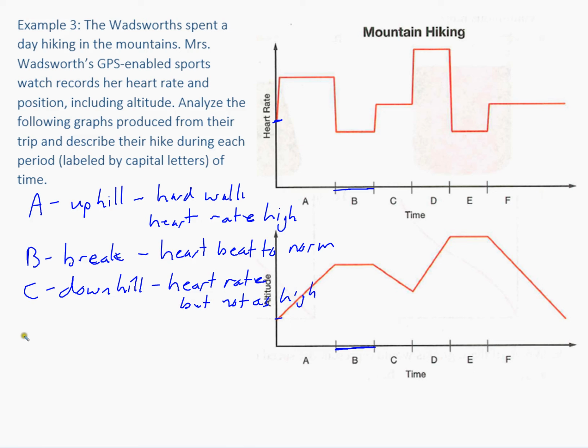Moving on to part D. Part D, going uphill again. It's actually, this uphill is steeper than this uphill. It might be a little hard to see, but it is steeper, so it's probably harder. So in part D, her heart rate goes up again. So steep hill. Heart rate's way up because she's working extra hard.